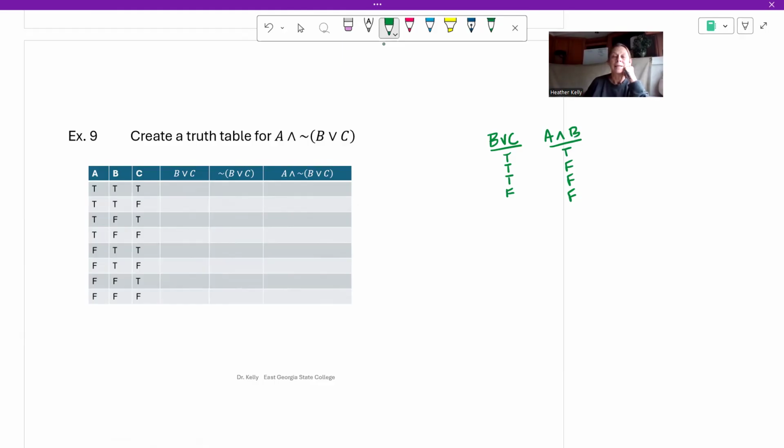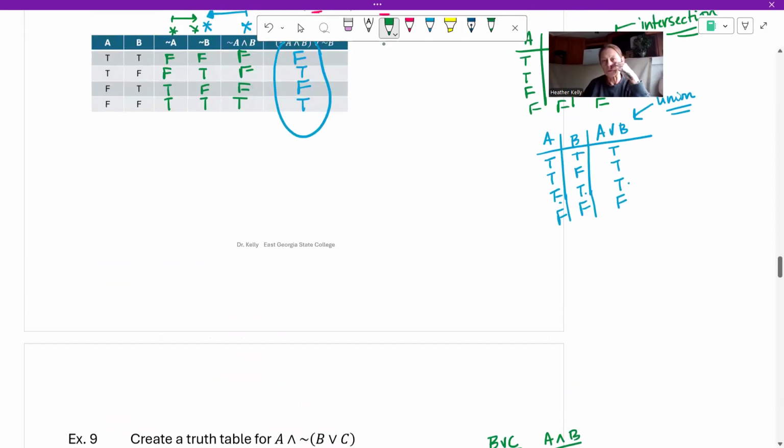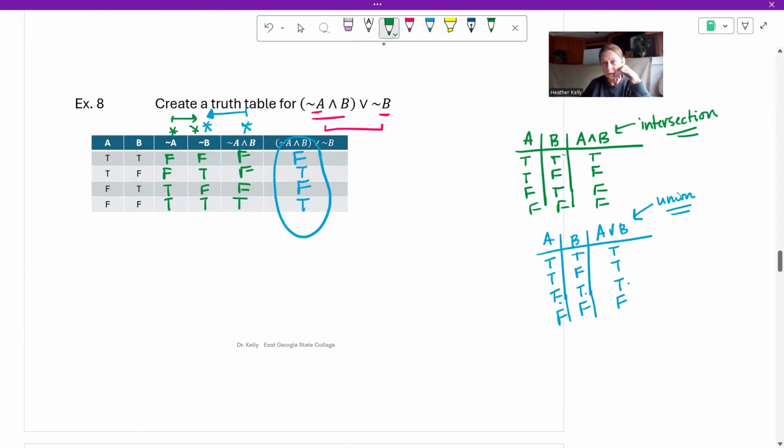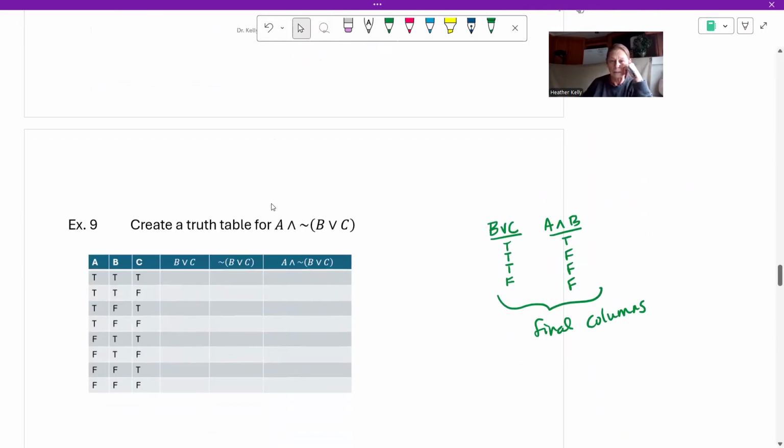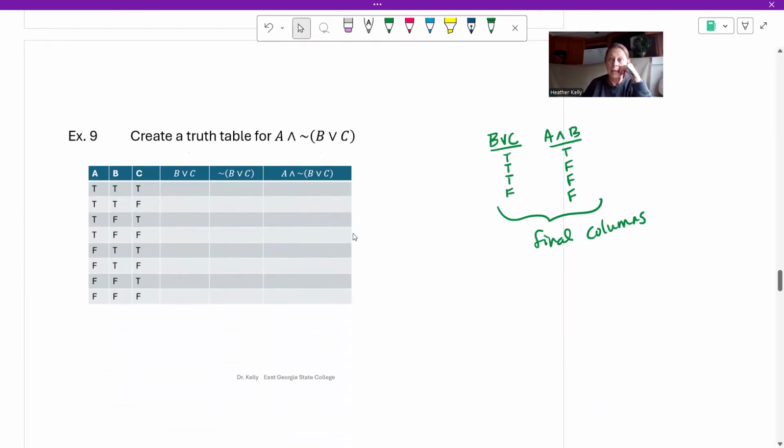These are just the final columns here. I've just shortcutted it and wrote the final columns down. Okay, that's what this is. It's just to keep me from writing this 500 times. I should have copied and pasted a bunch of them.